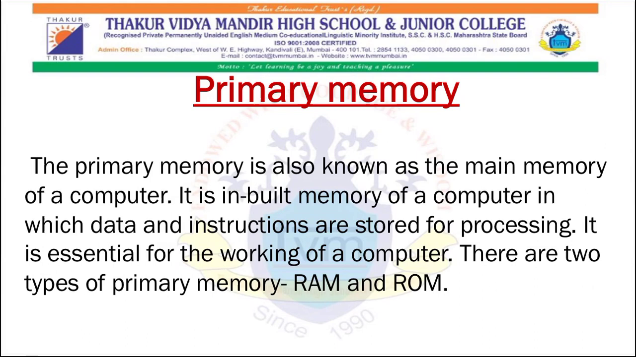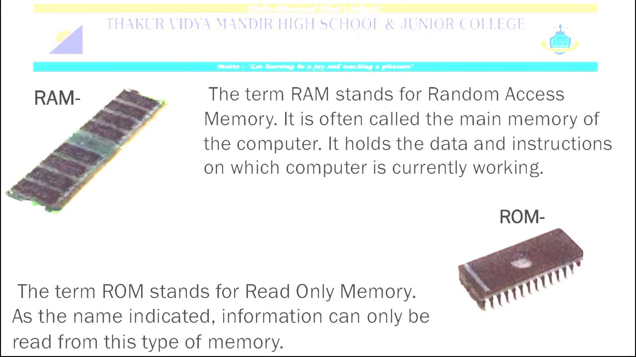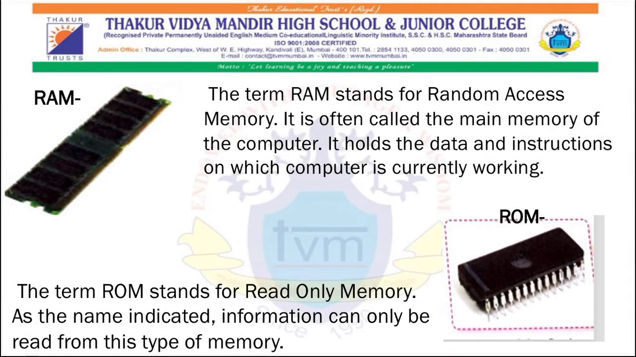The primary memory is subdivided into two parts. The first one is RAM, which is random access memory. Second one is ROM, which is read-only memory. So let us look at RAM and ROM. The first one is RAM. The term RAM stands for random access memory. It is often called the main memory of the computer. It holds the data and the instruction on which computer is currently working. The program's instructions such as printing a document, opening a browser, etc., are stored in this memory. The data in the memory is erased or wiped out if the computer is switched off.